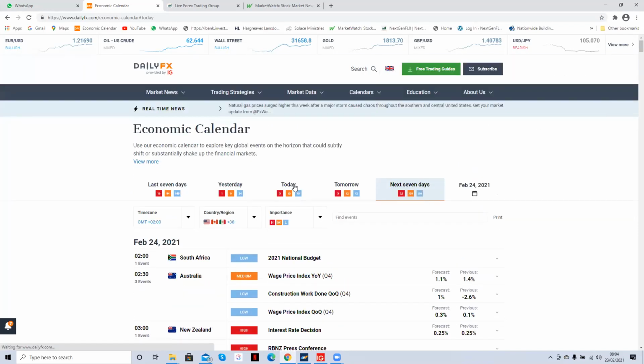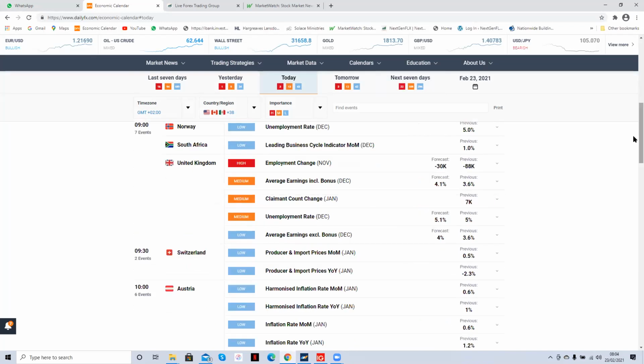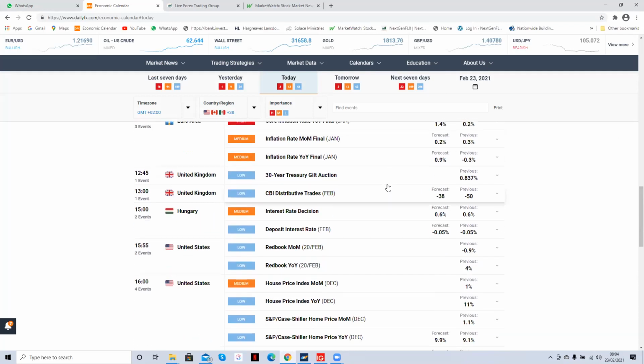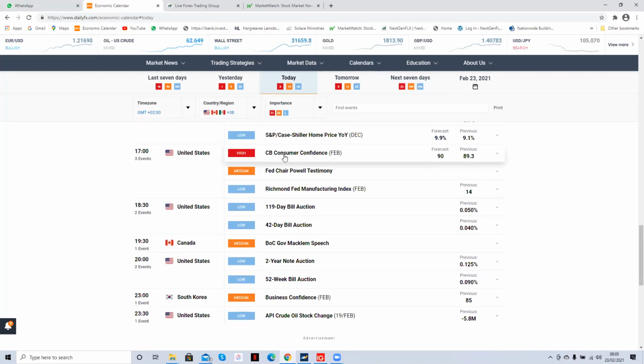But let's go back to today. As usual, you want to wait till the last report of high importance before you trade. The markets tend to trend sideways prior to the last report of high importance. That's what usually transpires. And today, the last report of high importance is the US Consumer Confidence Report at 5 p.m. So ideally, you'll want to wait till 5 p.m. before you place your first trade.